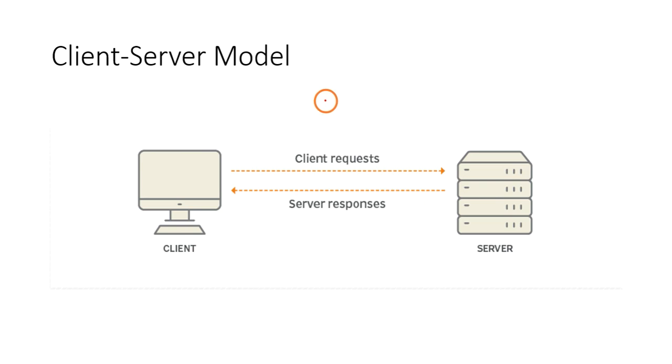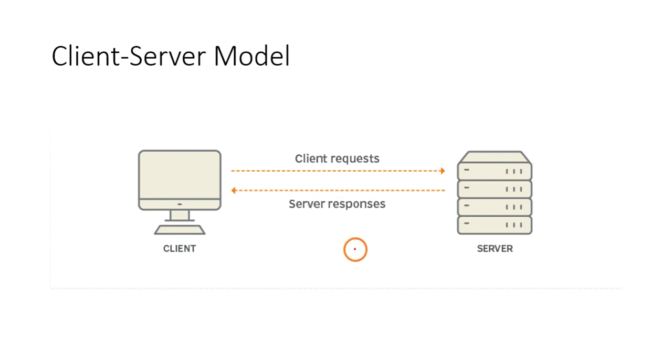So how does the internet work? Based on which model does the internet work? So the internet works based on the client server model. So this is a very simple model. So in the client server model, you have two entities. One is the client, another one is the server. Okay, so the client will send a request to the server, and the server will take the request, process the request, and then send the response back.